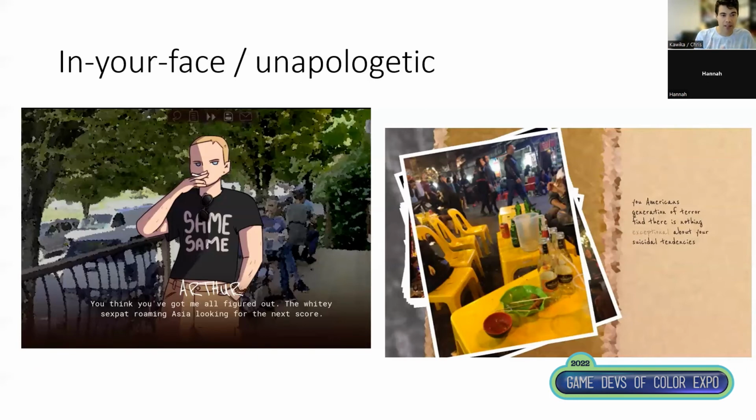And so here, this is a conversation. I'm going to continually use Arthur here because he's the typical white guy in the group, though he's very not that, but that's how he appears. So it's easier to pick on him a bit. But he says here, "You think you've got me all figured out, the whitey sexpat roaming Asia looking for the next score." Right? And this is actually how we all talk to each other in these communities, right?